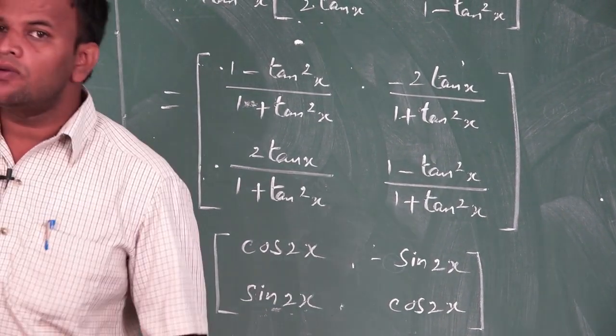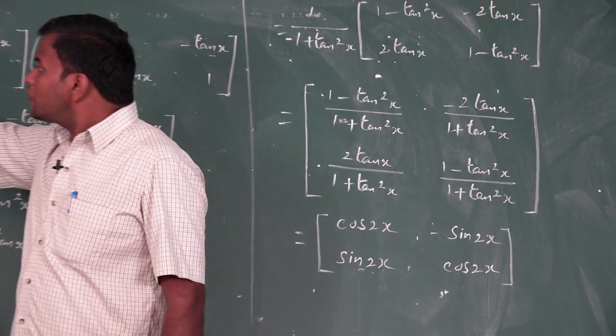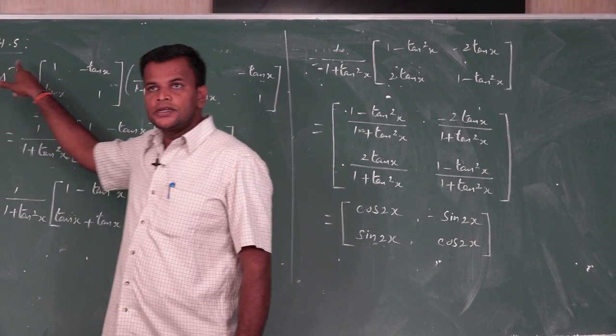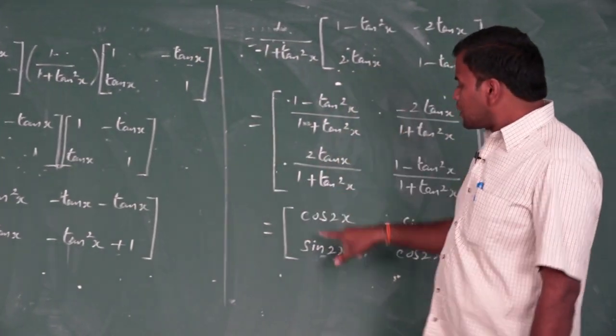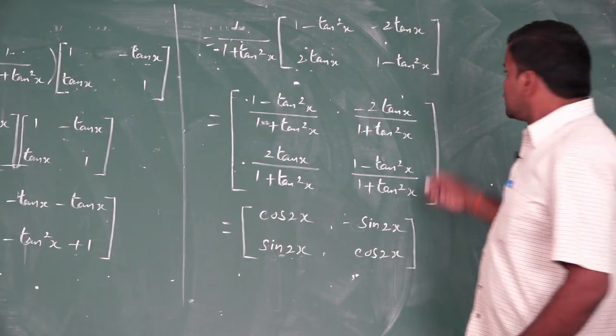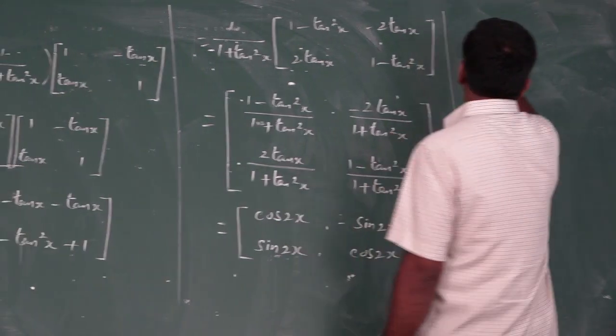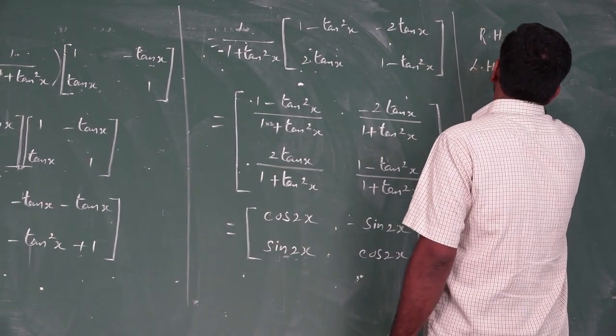Now we will take the value of LHS. LHS is the product of A transpose into A inverse. Then we simplify all the terms. It becomes cos 2x, minus sin 2x and cos 2x. It is exactly the value of RHS. So LHS equals RHS.